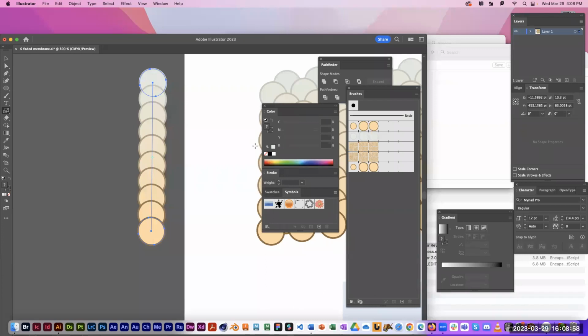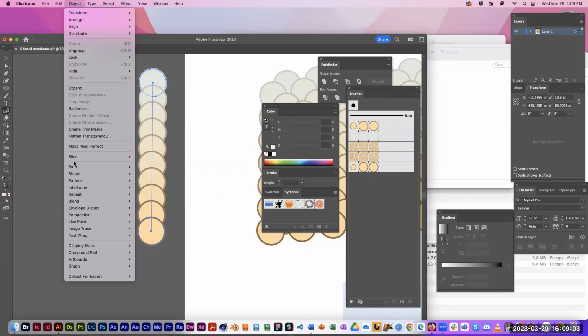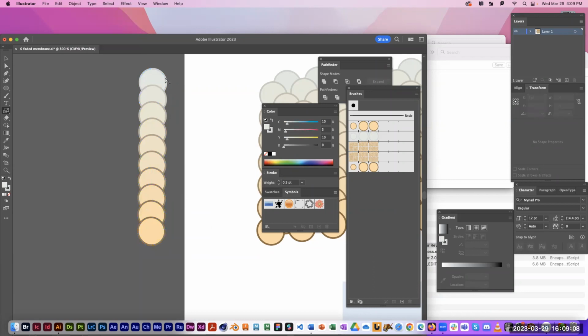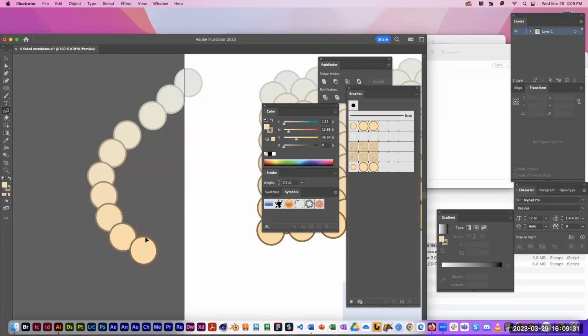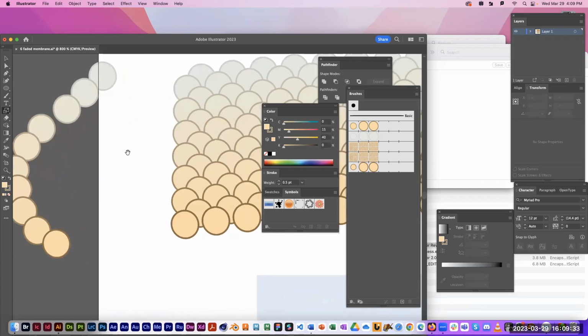Click OK. Now I can once again go back up to Object, Blend, and say Expand. And each of these is now a separate shape. And they are intermediate in color between the foreground object and the background object. So using an object blend like that, and then expanding into component shapes, is a great way to create a series of shapes that transition gradually from one color to another.